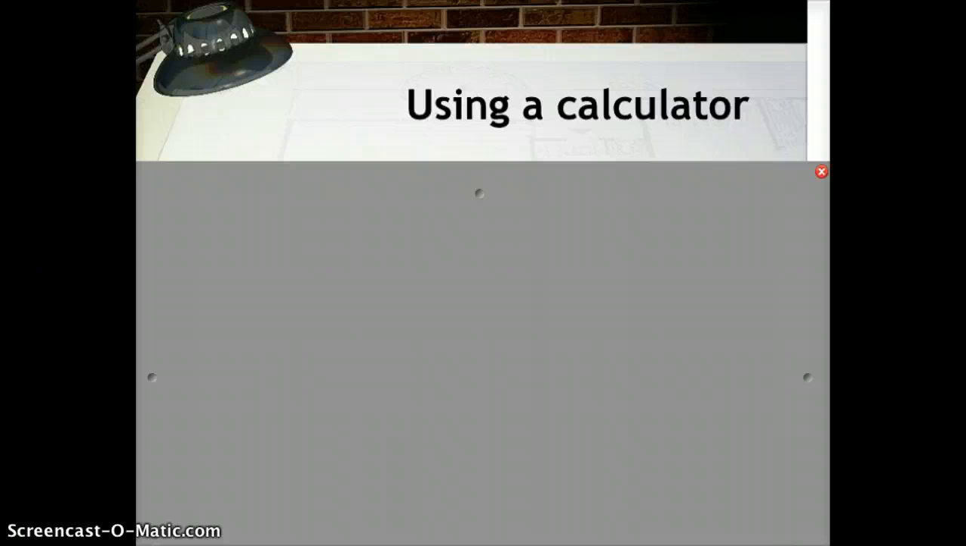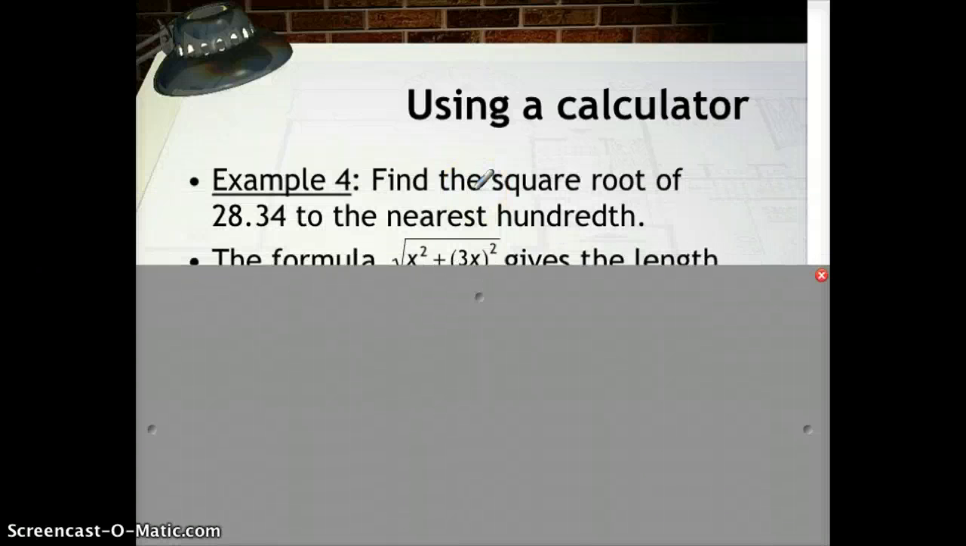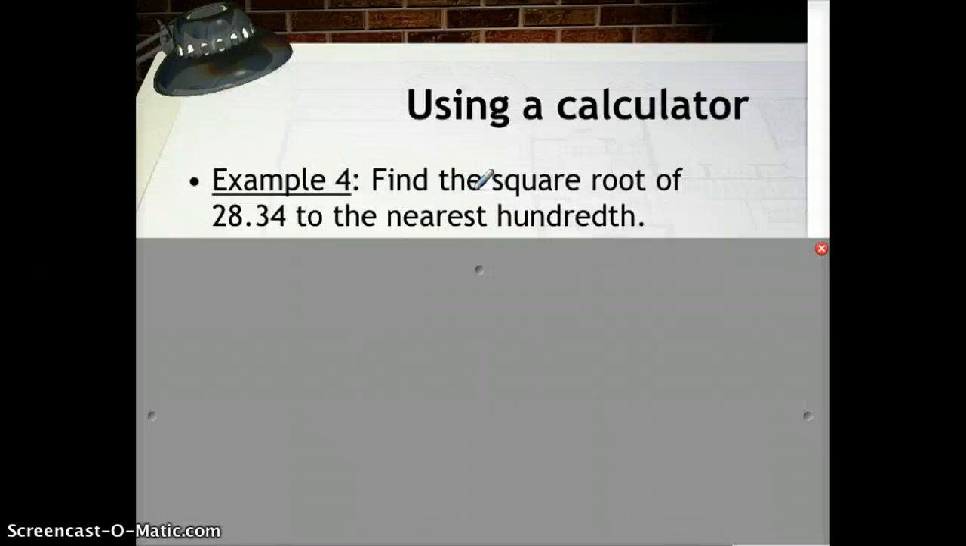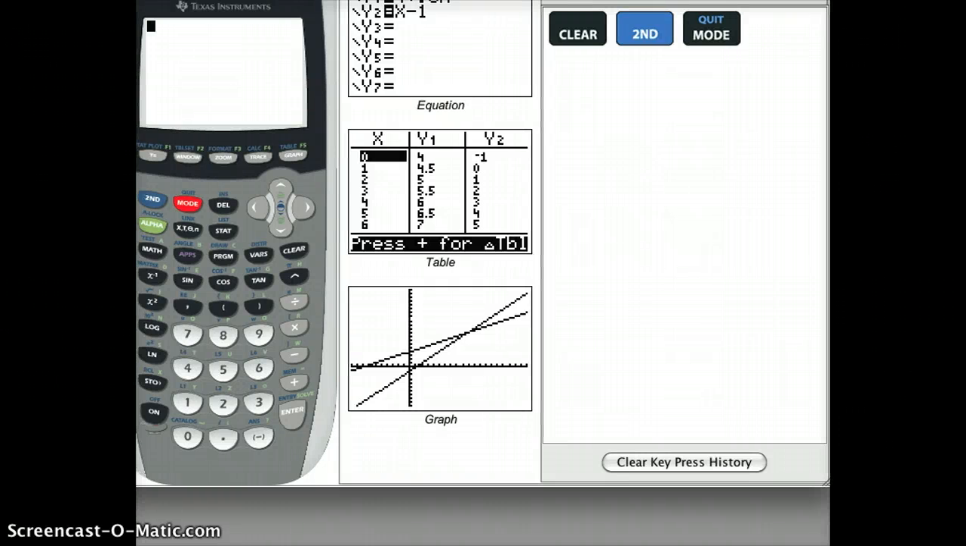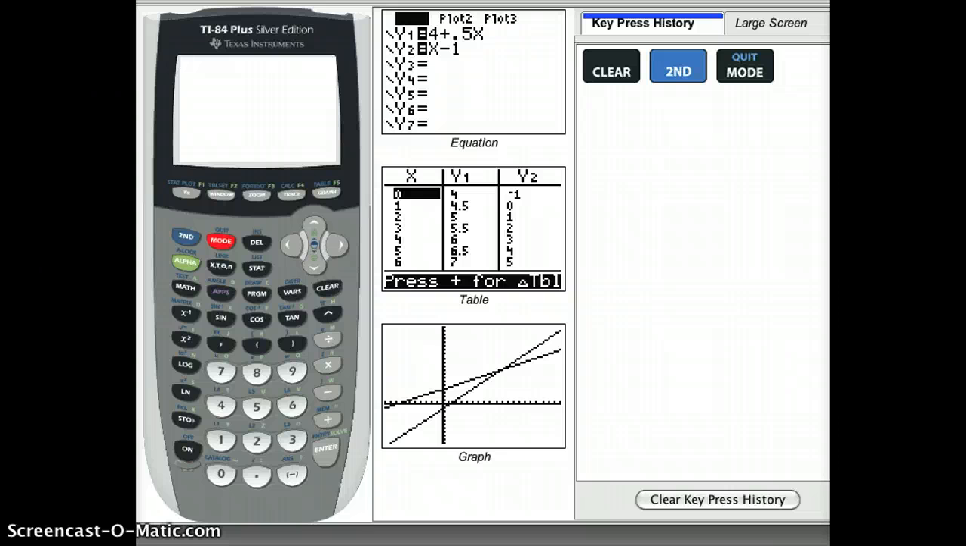All right, using a calculator, I want to make sure that you know where the buttons are on your calculator. If you have at least the calculator or the school-issued one, it should work similar to this. If I ask you to find the square root of 28.34 to the nearest hundredth, and I'm asking you to use a calculator, we've got my calculator here. The square root button is right above the x squared.